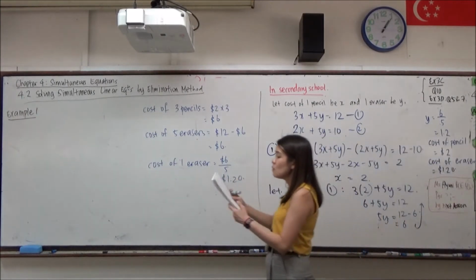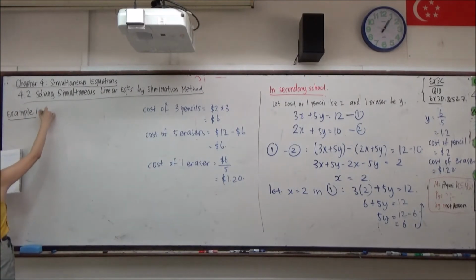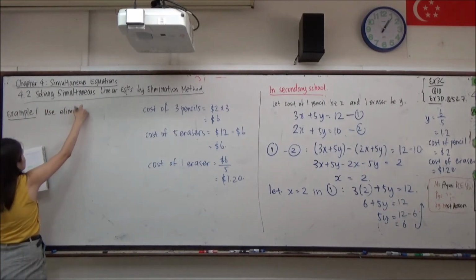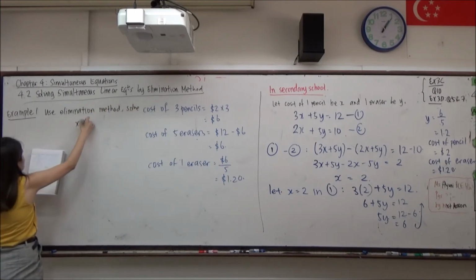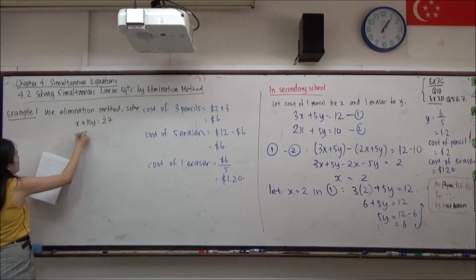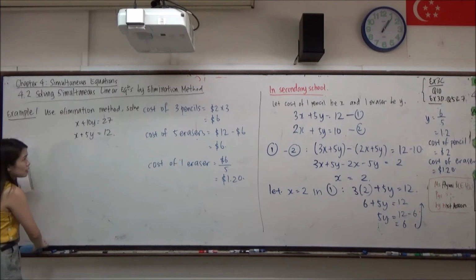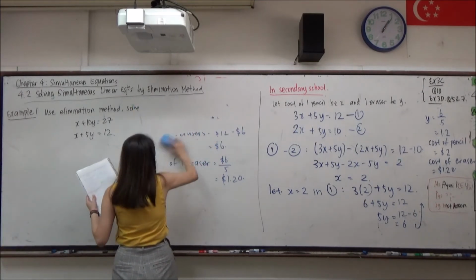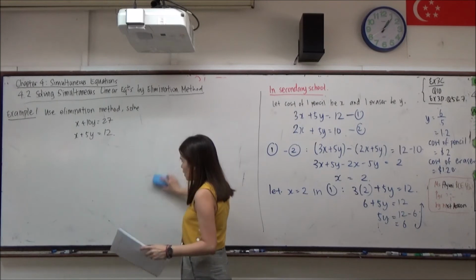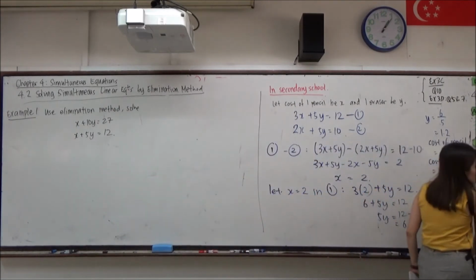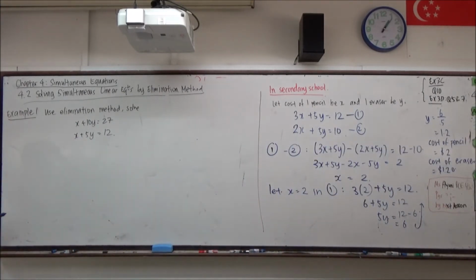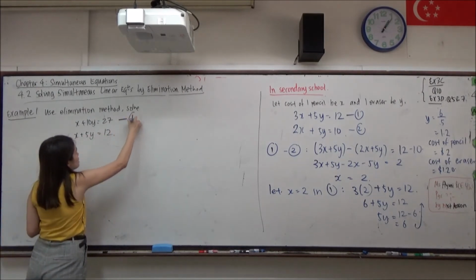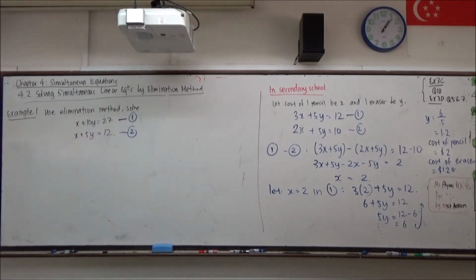So example 1 itself: we want to use the elimination method to solve x plus 10y equals 27 and x plus 5y equals 12. This question is already found in your worksheet, so no need to copy the question. But you may need to copy down these 2 equations, equation 1 and equation 2, because they are going to be part of your working.